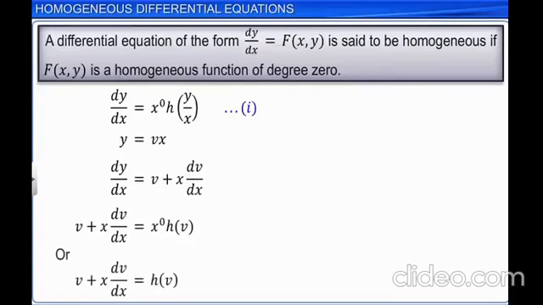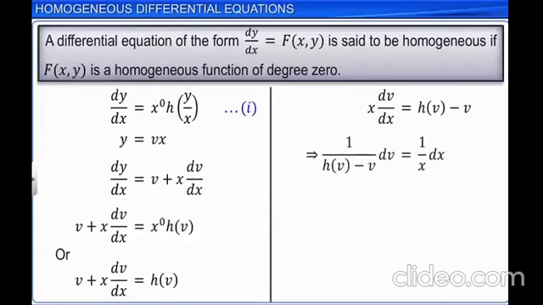Now, a differential equation in this form can be solved using the variable separable method. Let's see how. Rearrange the equation by bringing the functions of v on one side and the functions of x on the other side, as shown here. Now that the variables have been separated, we can perform the integration easily. Once the solution is obtained, we can replace v with y upon x.